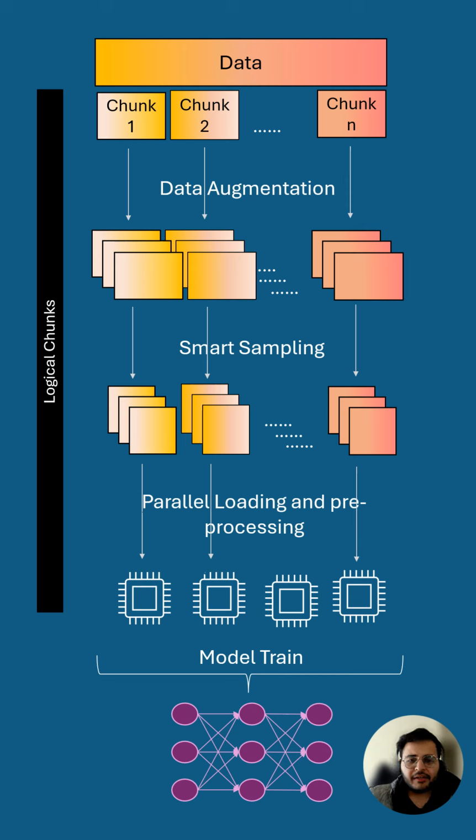And to reiterate, before loading the data, we were dealing with logical chunks. That's why it was very fast. And then after that, you actually train the models on the physical chunks. You also try to minimize the file reads while you're doing augmentation and loading, so as to avoid your IO bottlenecks.